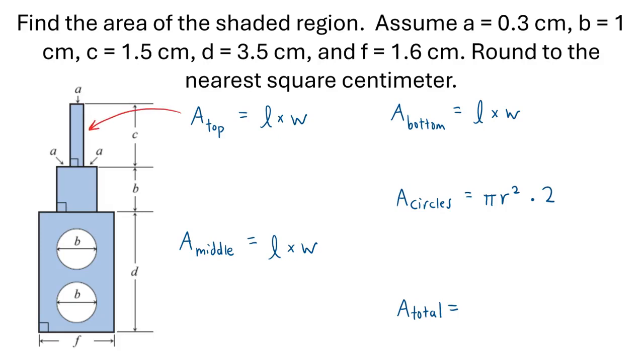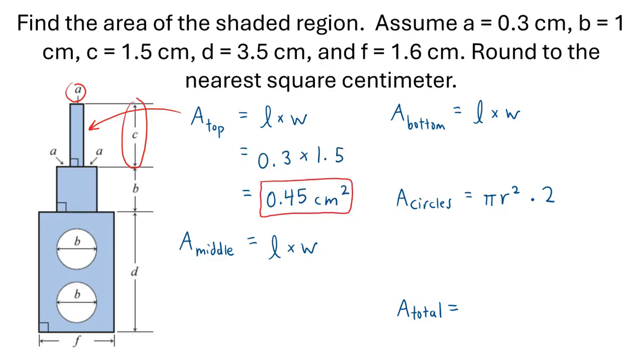This piece is just a rectangle, so the area is length times width. We can see that this shape has a width of A and a length of C. So length times width will give us 0.3 times 1.5, which gives us 0.45 square centimeters.